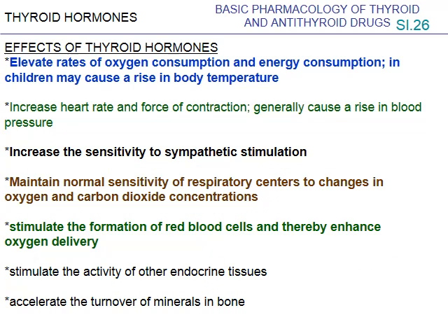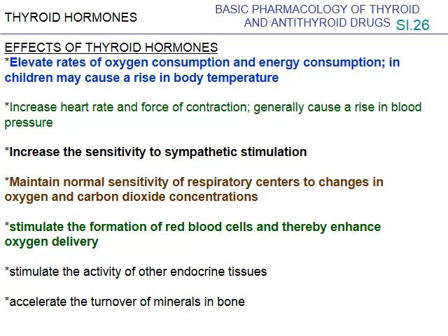Thyroid hormone has multiple types of effects in the body, and very different effects throughout different tissues and organs. We see elevated rates of oxygen consumption and energy consumption. In children, this can cause a rise in body temperature. We see effects on the heart. Remember, thyroid hormone actually sensitizes the myocardium to adrenergic stimuli. So we can see increased heart rate and force of contraction, effects on blood pressure. And again, that goes along with that increase to sensitivity to sympathetic stimulation.